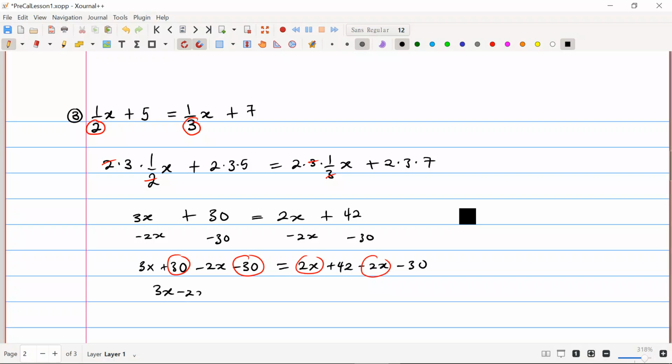So you're going to have 3x minus 2x on the left side. So you have x's on one side, equals 42 minus 30 on the other side. So you have x equals 12. And that is the solution to this problem. Okay, I hope that helped. So that's how you solve these kinds of problems. Now let's go to the next one.